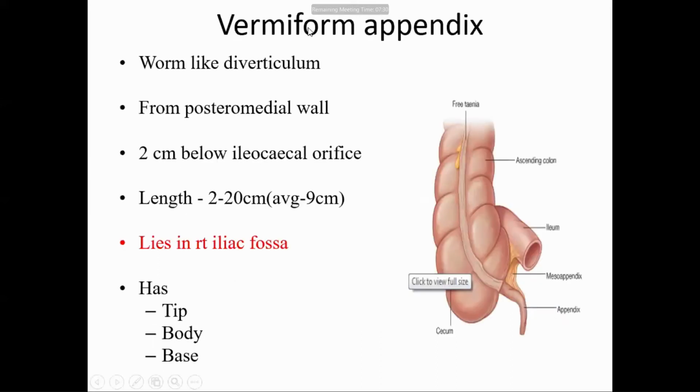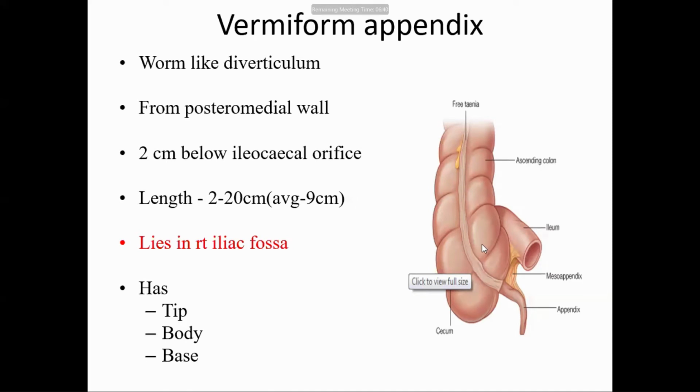Now the vermiform appendix. It is a worm-like diverticulum which arises from the posteromedial wall of the cecum, lies 2 centimeter below the ileocecal orifice. The length of the vermiform appendix is 2 to 20 centimeter, the average being 9 centimeter. The location of the vermiform appendix is in the right iliac fossa.